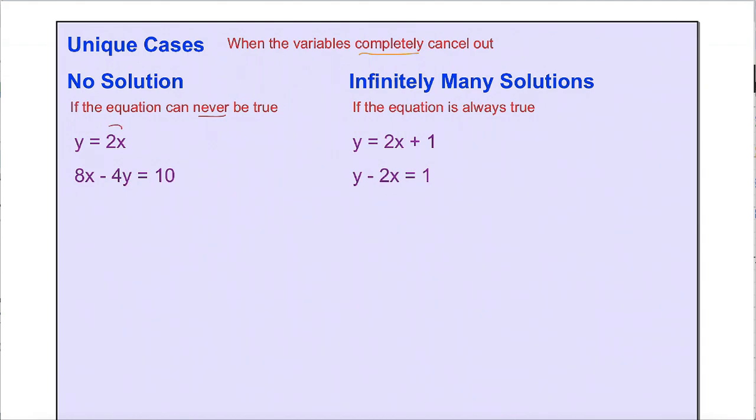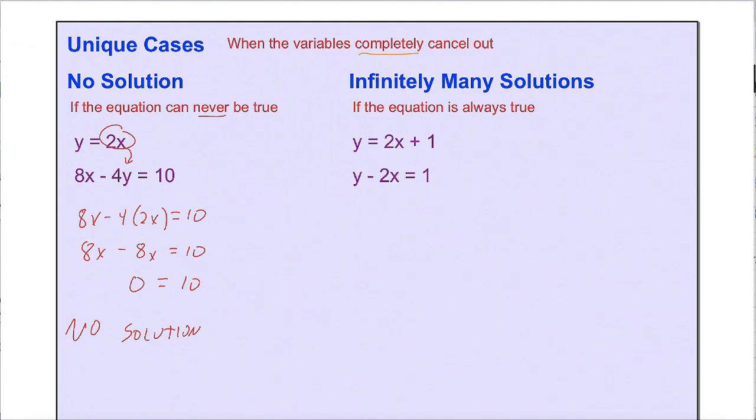So in this one, if y equals 2x, I take that and plug it in here, I will get 8x minus 4 times 2x equals 10. And the 4 times 2x is 8x. And my problem here is that 8x minus 8x is 0, and 0 does not equal 10. If you ever get to an equation that can never be true, you have no solution.